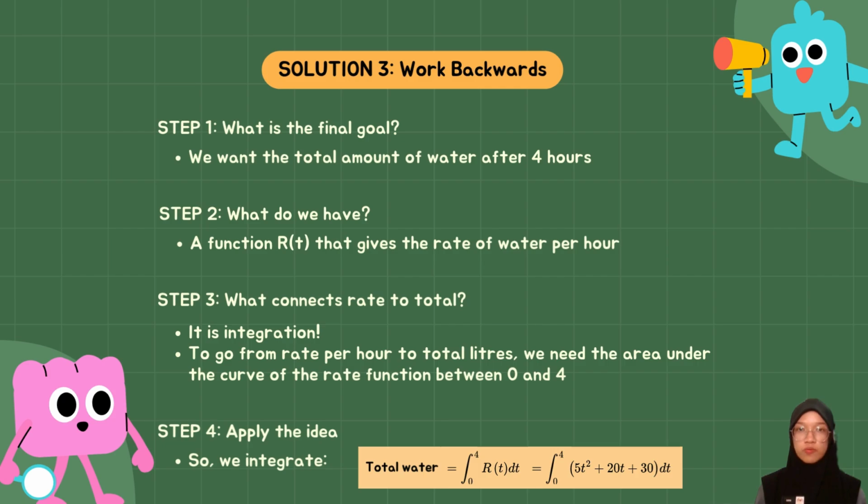And step 4, which is the last step, we apply the idea. So we integrate total water, integral 0 to 4 of r(t) dt, equals the integral from 0 to 4 of 5t squared plus 20t plus 30 dt. Then we solve it like a normal calculation would.